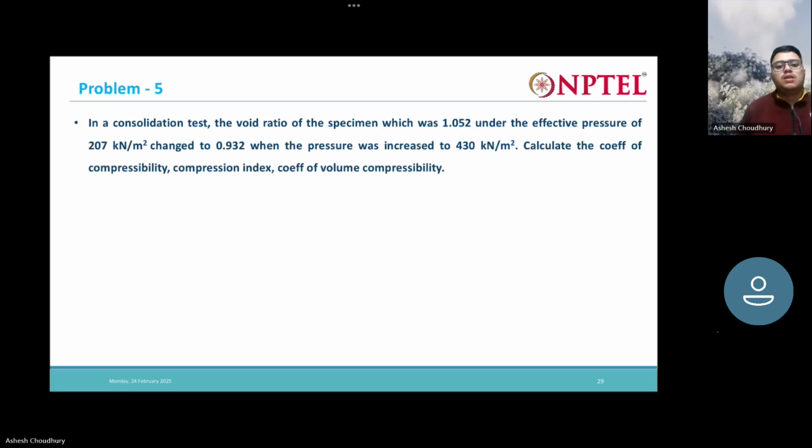So the change in void ratio is given. From one void ratio it reduces to another void ratio when you increase the effective pressure from some value to the other.